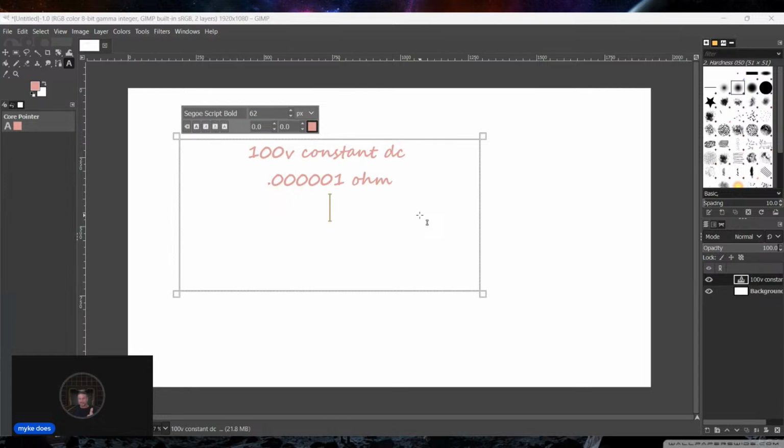Now let me just write that down. You guys are going to like this. Sorry, 100 million amps can flow across this superconductor using 100 volts and 0.000001 ohms of resistance on that superconductor.